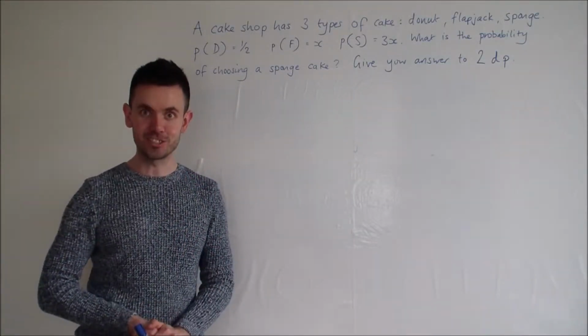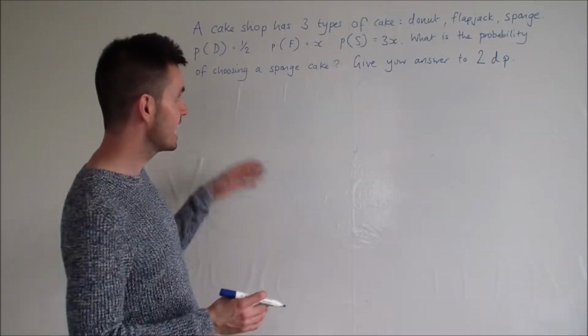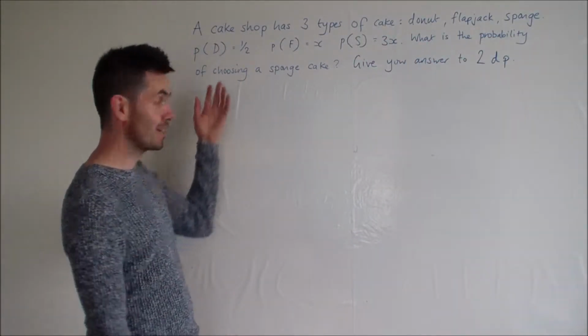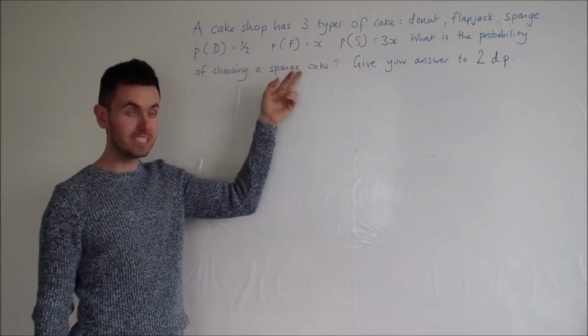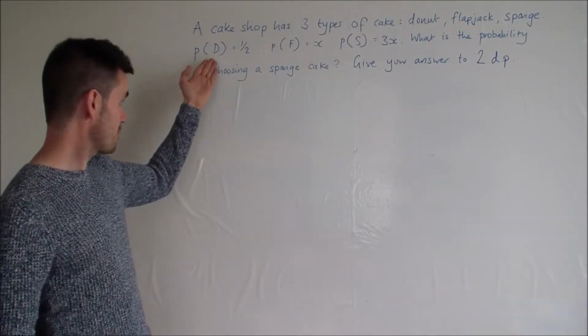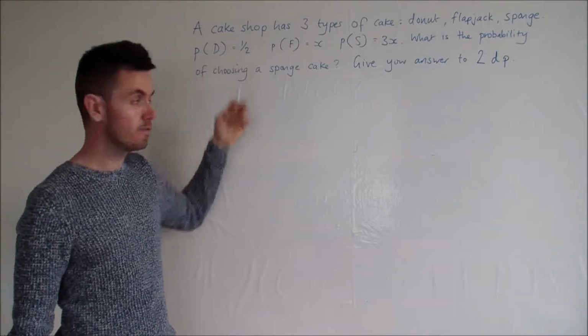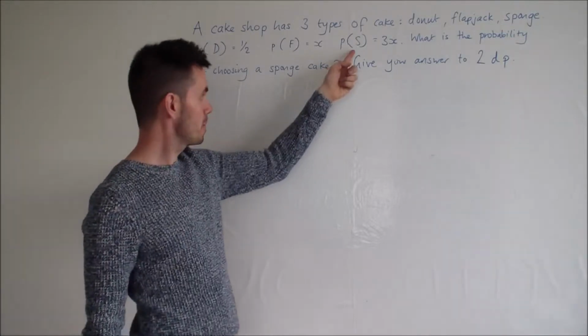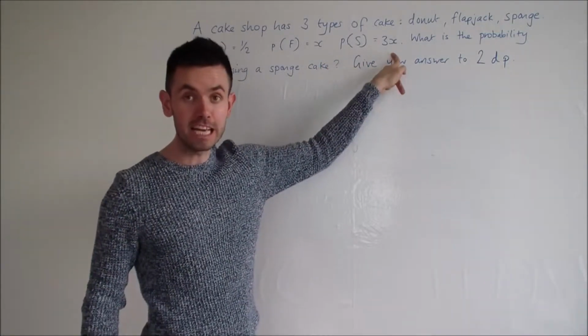In this question, we are in a cake shop which sells 3 different types of cake. It sells donuts, flapjacks and sponge cakes. And we're given in the question the probability of choosing each of these 3 different types of cake at random. So the probability of choosing a donut is a half, the probability of choosing a flapjack is x, and the probability of choosing a sponge cake is 3x.